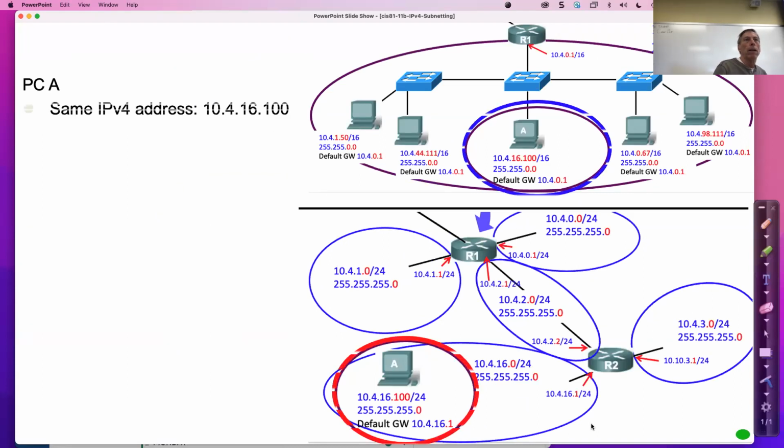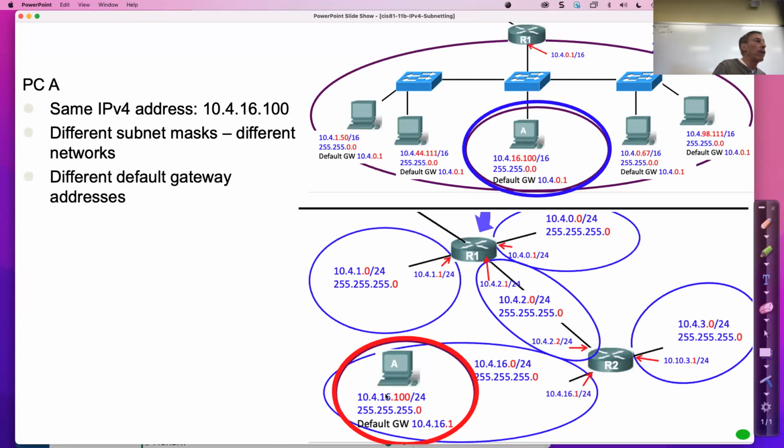Okay. So we went from PCA having the same IP address, but now, once we subnet it, it has different subnet masks, which means, oh, you're no longer on this one big network, you're now on this smaller network. It'll also have a different default gateway address. The default gateway address has to be on the same network.